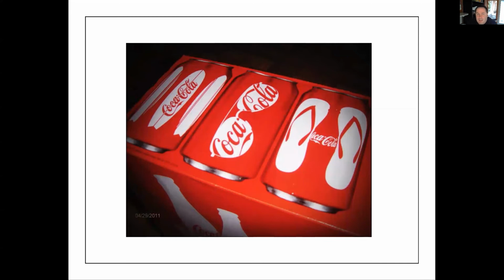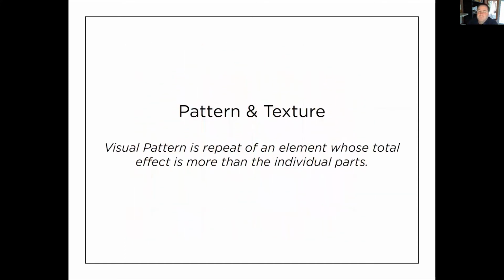Or we look at this, where you can look at all these elements, but if you look at the sandals on the right side, you can see that the sandals are making up another object, which is the shape of the Coke bottle there. So it's interesting how you can have shapes creating different shapes. There's also pattern and texture.